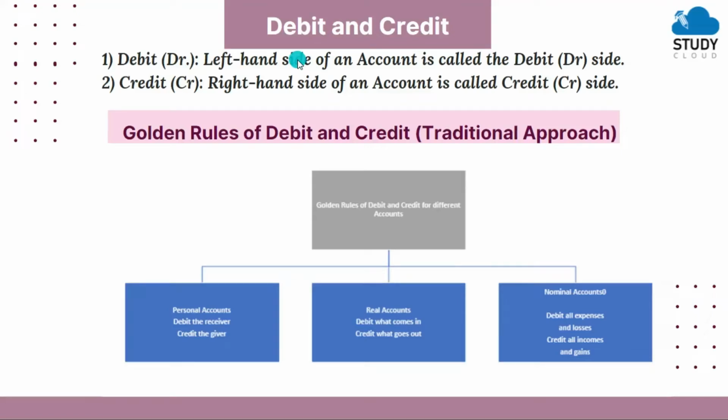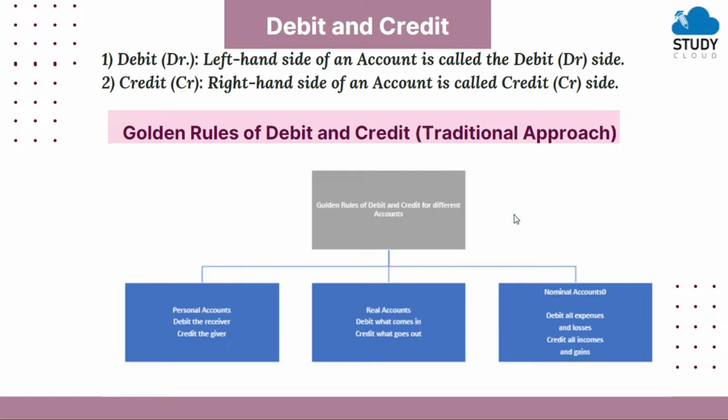Debit and credit. So now there will be one account given to you. The left hand side of that account is known as debit and right hand side is called credit. Now there are certain golden rules of debit and credit for different accounts. Now this is the traditional approach. So let's see what are the golden rules.